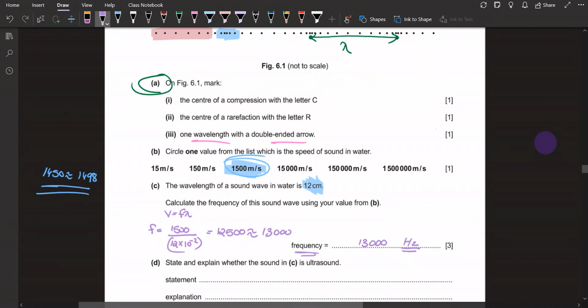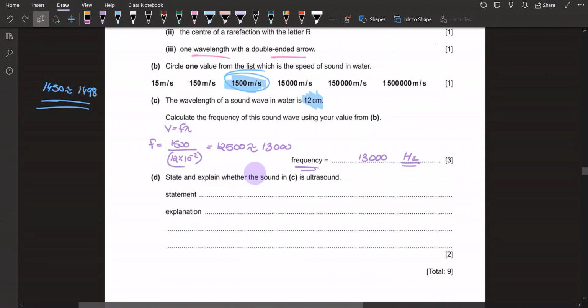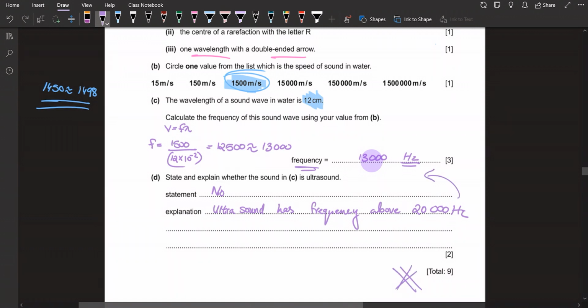Don't forget the units. Part D says state and explain whether the sound in part C, which is this, is ultrasound. For a wave to be ultrasound, it has to be above 20 kHz. So it's not an ultrasound wave. So we can write here no. And the reason we can write is ultrasound has frequency above 20,000 hertz. So as this is lower than 20,000, it's not an ultrasound. We are done with question number 6.